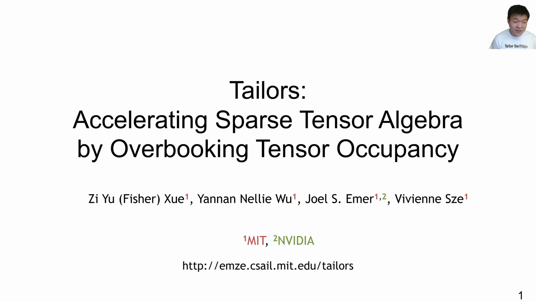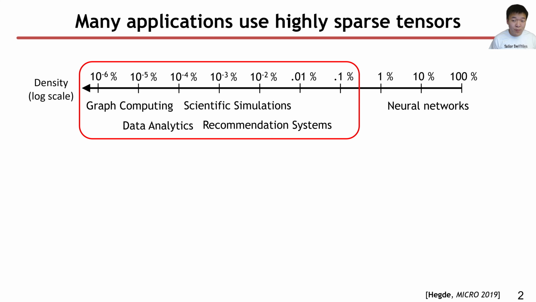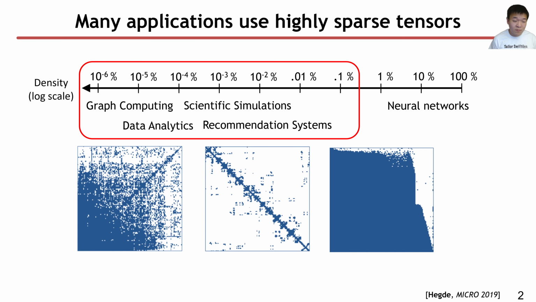Hi, I'm Fisher, and in this talk, I'll be giving a quick intro to our work, Tailors. Today, many important applications represent data using tensors. Much of these tensors consist of zero values, shown in white, and there are very few non-zeros, shown in blue. And this is a property known as sparsity.